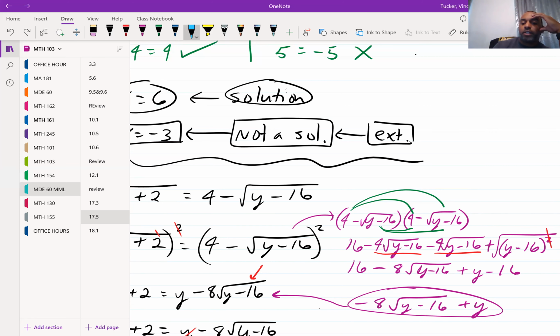From there, combine your like terms. We have 16 and negative 16. They cancel. And that leaves us with just negative 8 square root of y minus 16 plus y. And so that's how we get that over here. Before we go any further, make sure we're okay with this purple. And then I'll slide back over to the left.